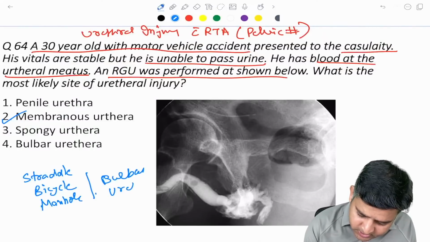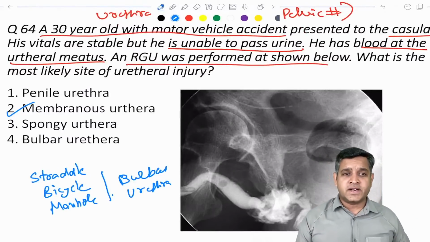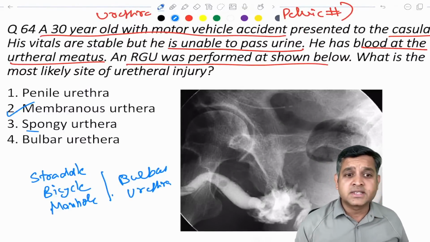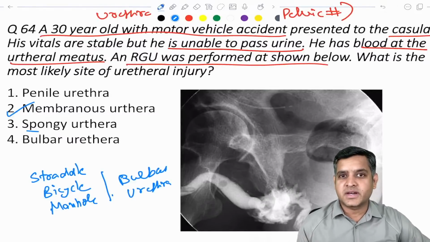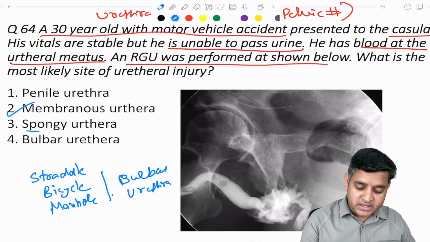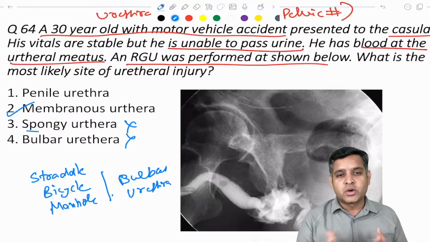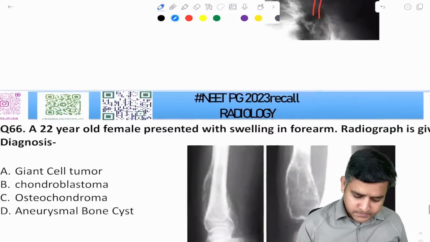Okay. Now in these options, if you're smart enough, you could have easily identified the answer. Spongy urethra is the other name for anterior urethra, which includes bulbar plus penile urethra. So if bulbar urethra is the answer, spongy urethra will automatically become the answer. So these two are anyway ruled out as common choices. Correct? So this is another way to solve the question.